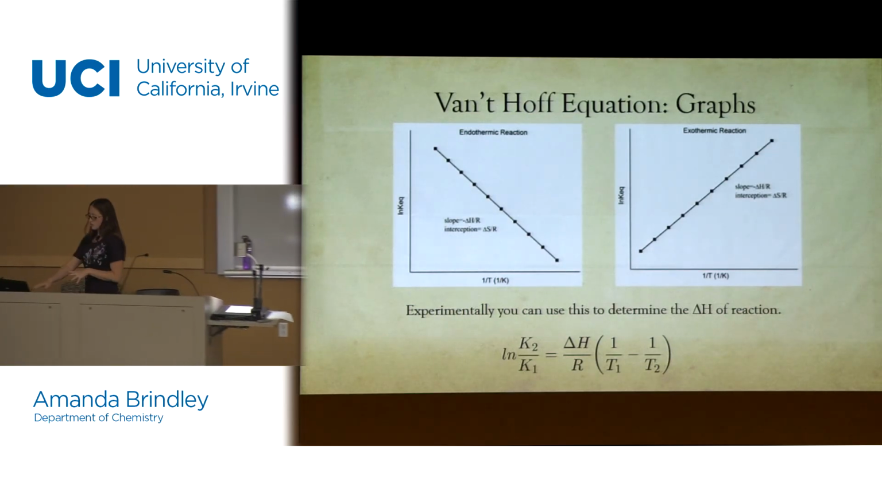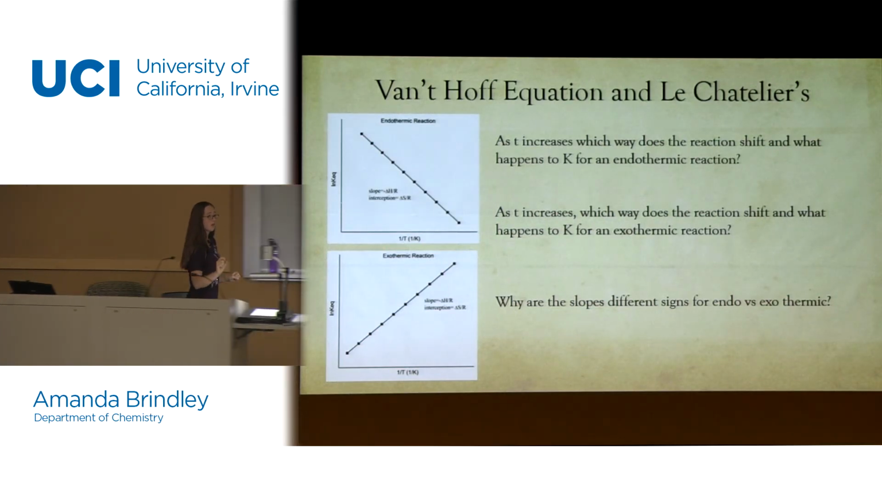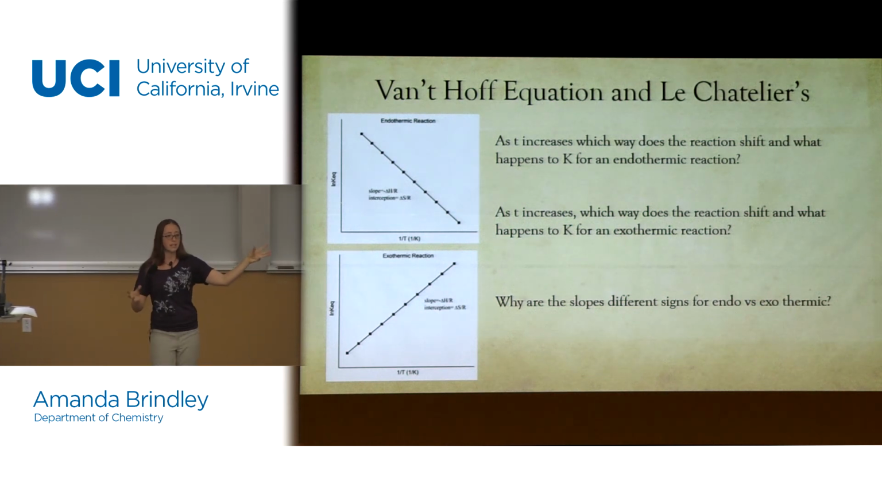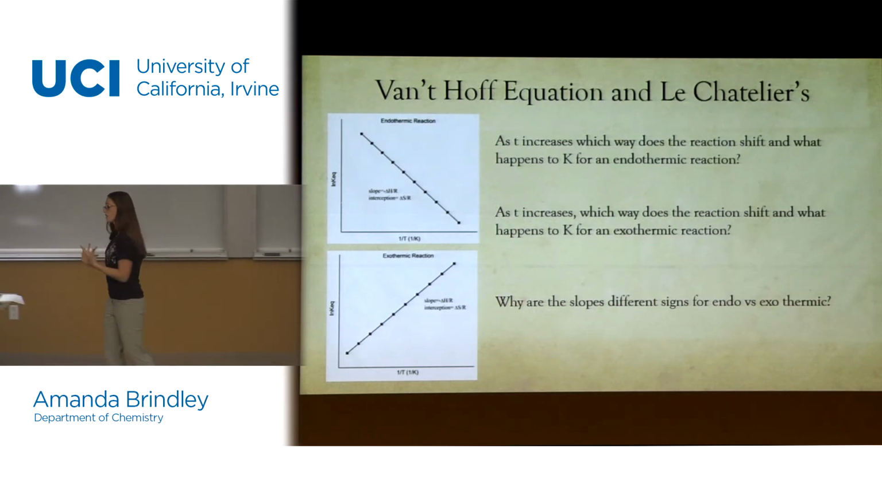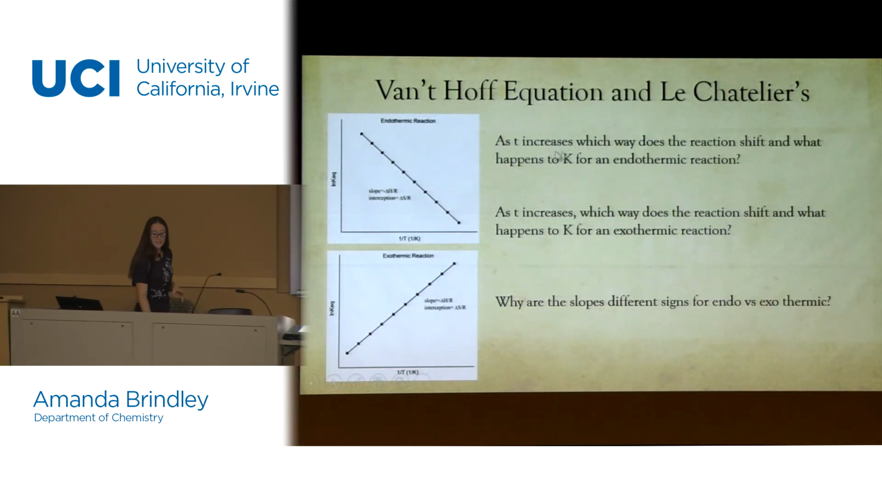All right, so let's talk through this and relate this to Le Chatelier's. This comes not exactly from Le Chatelier's, but from the same idea. Hopefully this makes a little more sense than just looking at the equations. So first question: as T increases, so T is getting hotter, which way does the reaction shift? And what happens to K for an endothermic reaction?